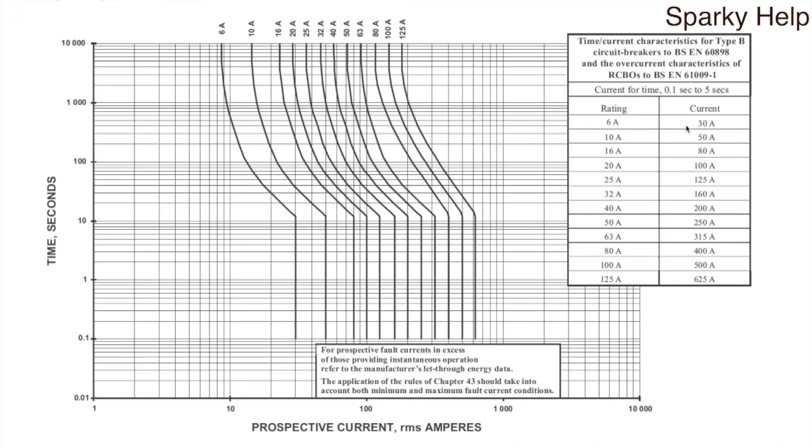Unlike a fuse, if you put 60 amps through the 6 amp circuit breaker, in a fuse that would get quicker. In a circuit breaker, it will not. It will just still go in 0.1 of a second. So the more current you put through it, providing you stay within the breaking capacity, the breaker will still disconnect in 0.1 of a second.